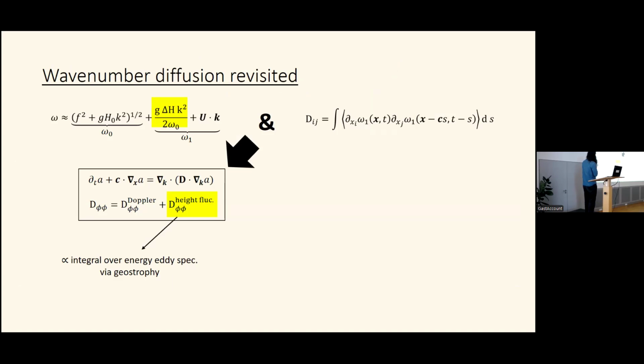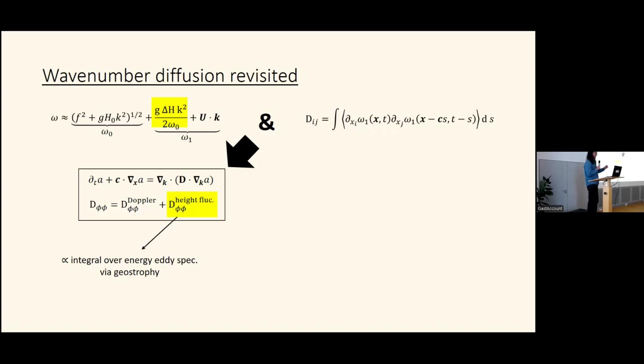So we have this perturbation to Doppler shift, the G delta H, and that introduces a new component in our diffusivity. Whereas before you just had a Doppler shift diffusivity, now you have one coming from height fluctuations. That just comes from substituting our expression for omega 1 into the expression for the diffusivity dij. What's kind of cool is that you have an ensemble average over cross products of omega 1. Maybe you expect terms with both Doppler shift and height fluctuation, but you can show that the cross products are uncoupled, they go to 0. So you just have a Doppler shift contribution and a height fluctuation contribution.